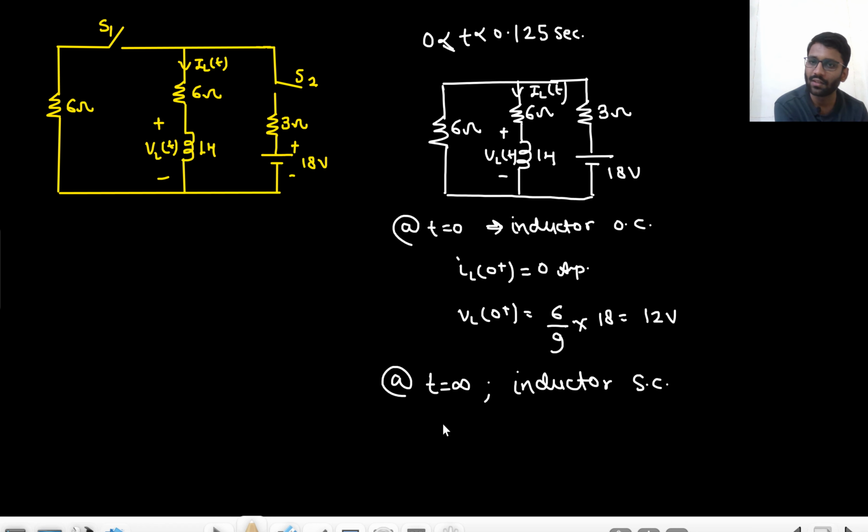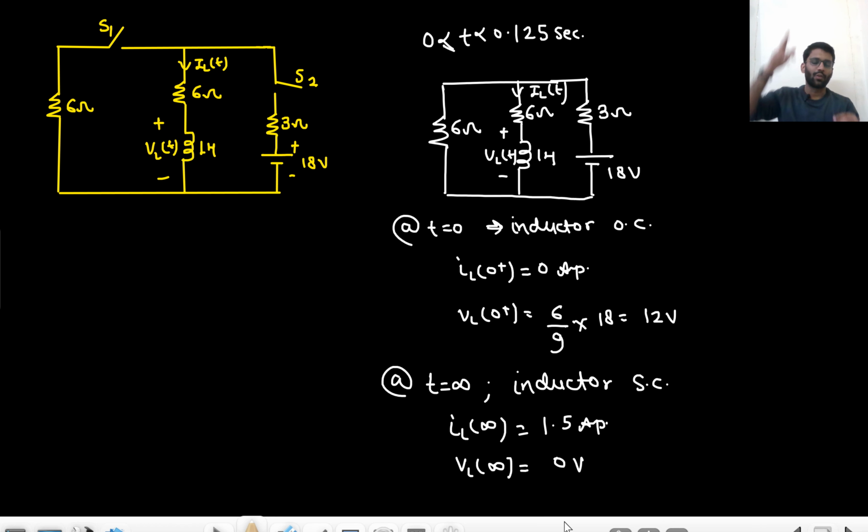So iL of infinity, what will be iL at infinity? This is also simple mathematics that you can solve. 6 and 6 will come in parallel, so it will be 3 ohm. 3 and 3 will be in series, that means 6 ohm. So 18 by 6, that means 3 ampere current will be going here. This 3 ampere current will be divided into two resistances, 6 and 6, that means 1.5 ampere current in each resistance. So iL of infinity would be 1.5 ampere. From 0 to 1.5 it is trying to go. And what about vL of infinity? vL of infinity will be 0 volt. So from 12 it is trying to go down to 0.